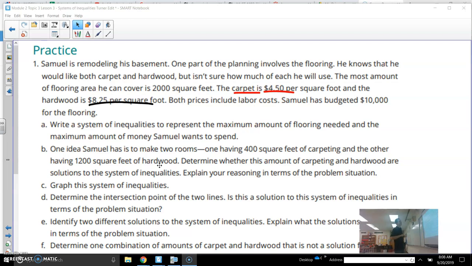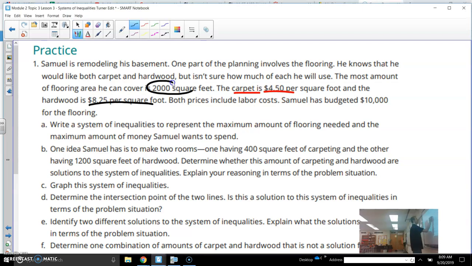Samuel is remodeling his basement. He has only 2,000 square feet of flooring that he is trying to renovate, and he wants to do carpet. He also wants to do hardwood. And so we have several pieces of information that are important. We know the total that he wants, and we also know the prices of each individual one, and we also know that he's budgeted $10,000.